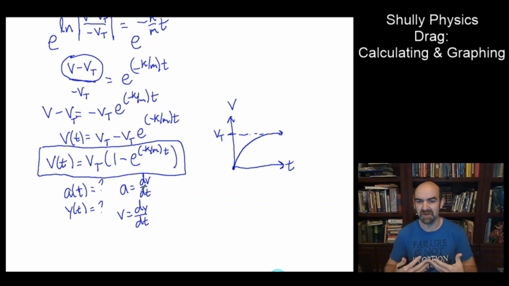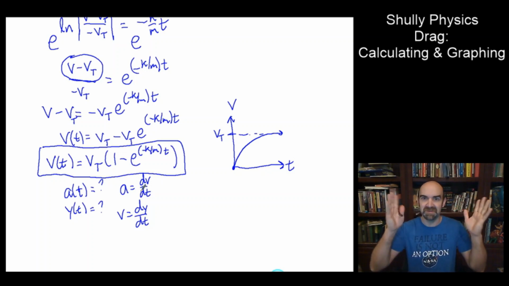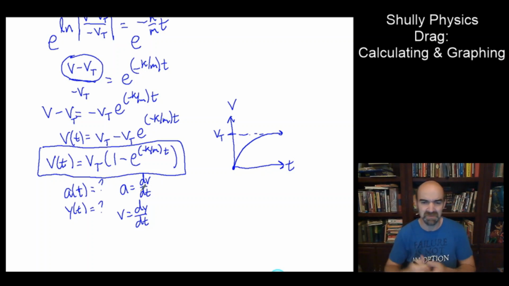But if you ever get to that and you're like, oh, I don't remember all those, I didn't remember there's an e to the power or something, look at the form, plug in t equals 0 and t equals big, and see which one works out the way it should. We should start out with 0 velocity and become a constant terminal velocity after that.